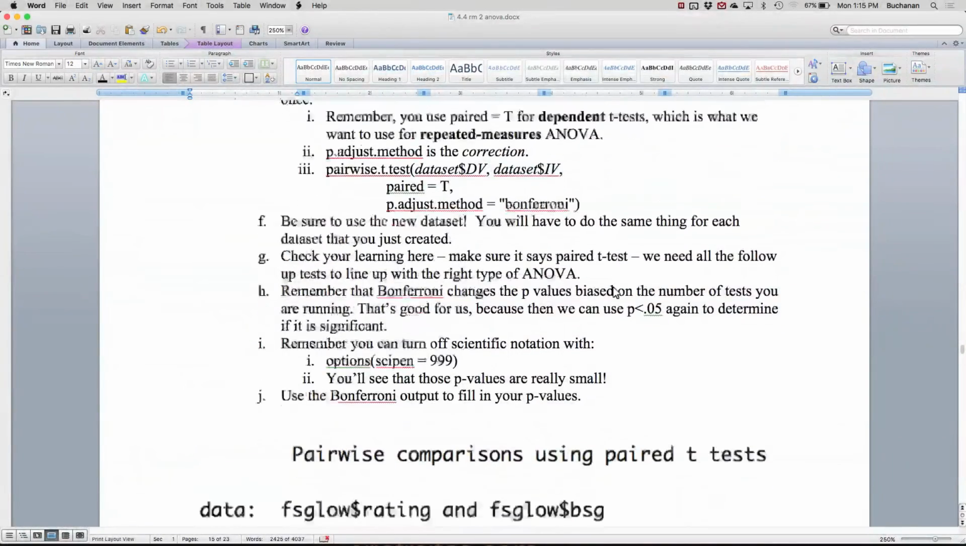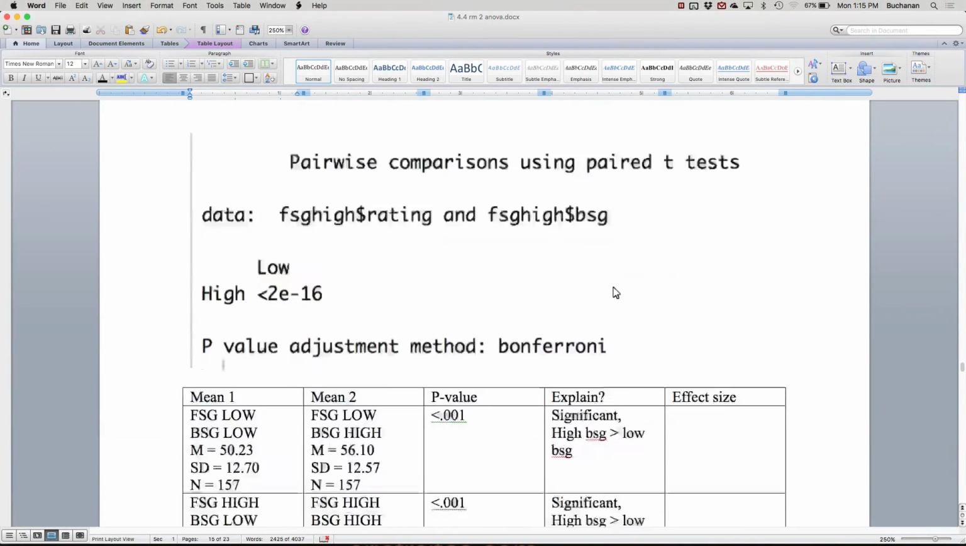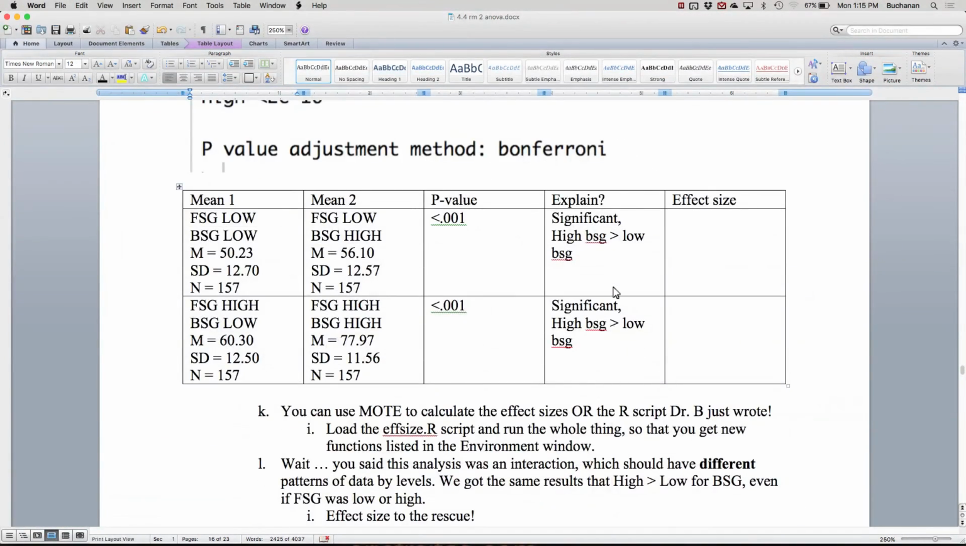All right, it's significant. Woo! What does that mean? High BSGs are rated higher than low BSGs. Okay, that shouldn't be. That's the point of this experiment, because backward strength shouldn't matter. But it does, clearly. But this does not imply an interaction. It's the same pattern, high is higher than low.